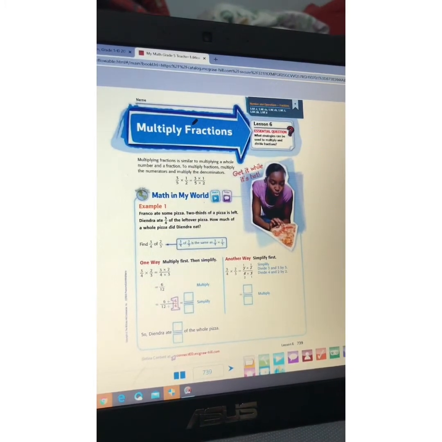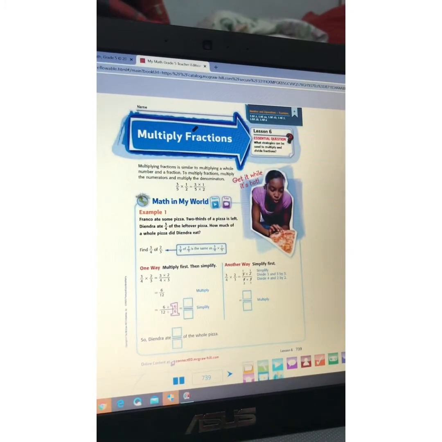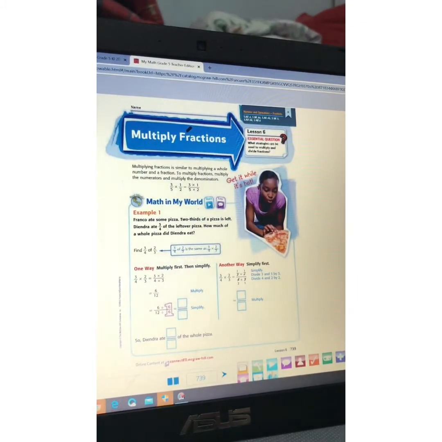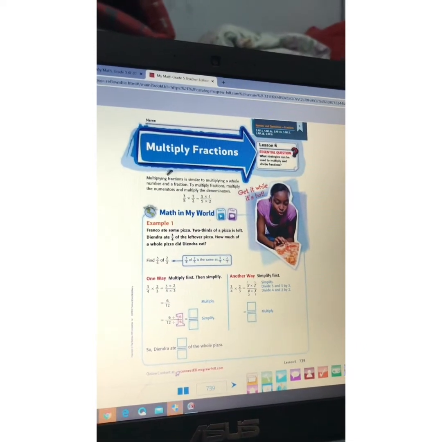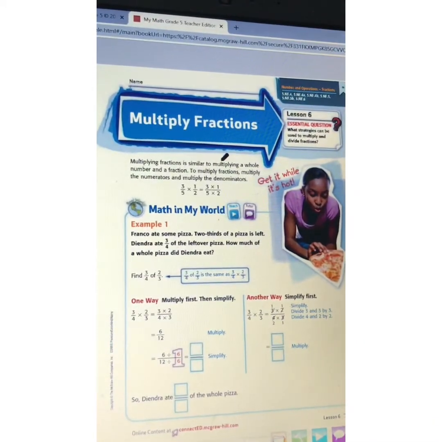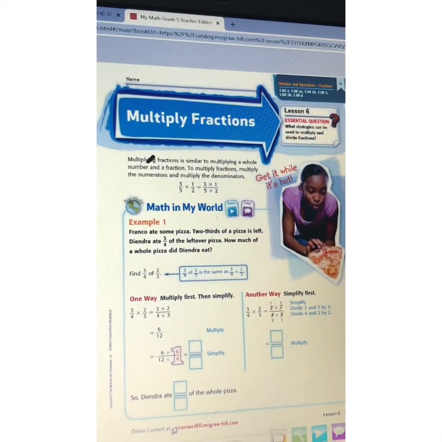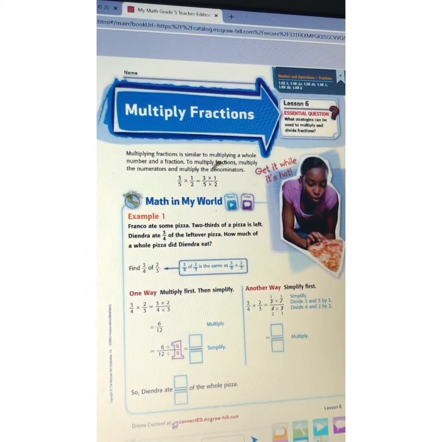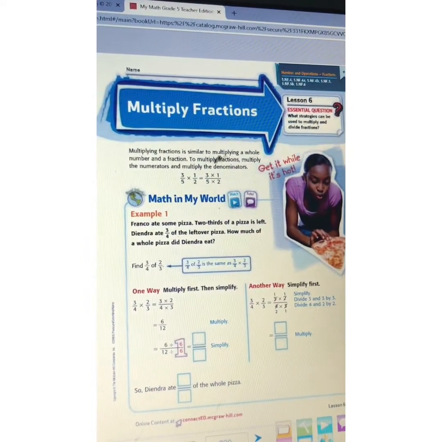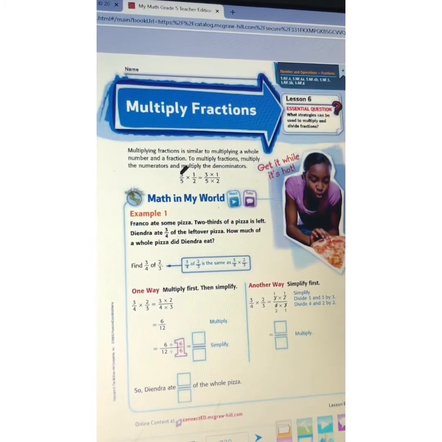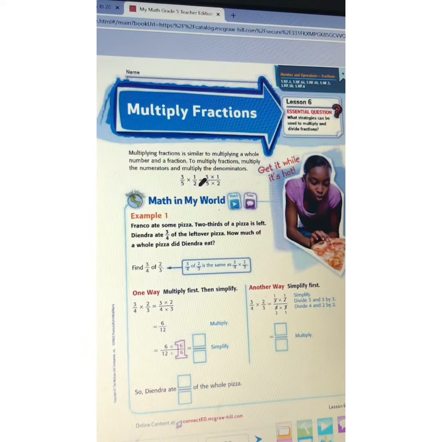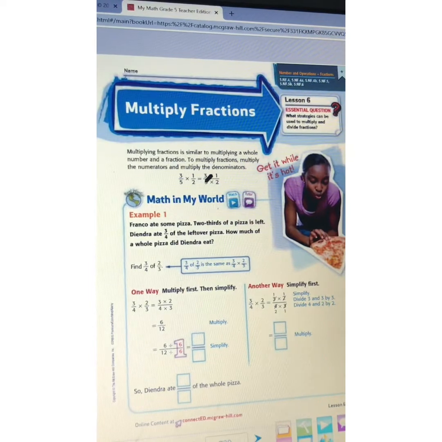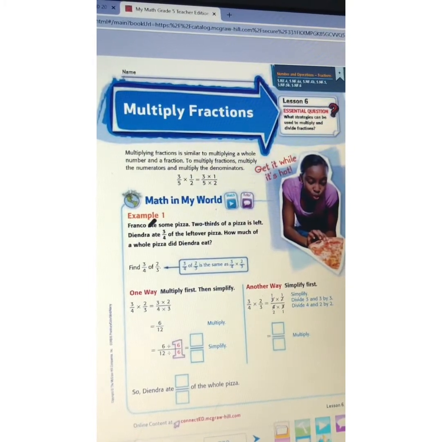So this lesson is almost related with the lessons we had yesterday, wherein we multiply by whole numbers. But this time, both numbers are fractions. Okay? Multiplying fractions is similar to multiplying a whole number and a fraction, just like what I told you a while ago. To multiply the fractions, only multiply the numerators and multiply the denominators. For example, 3 over 5 times 1 over 2. So what we do is 3 times 1 and 5 times 2. Okay? The same as the lesson yesterday.